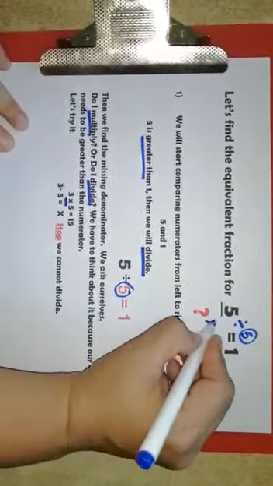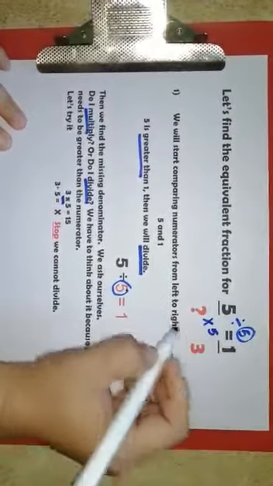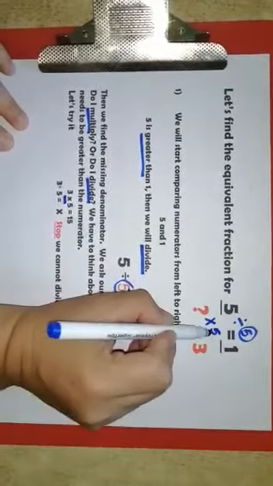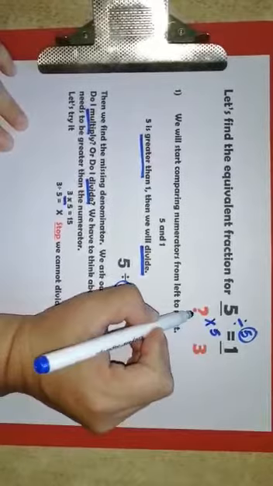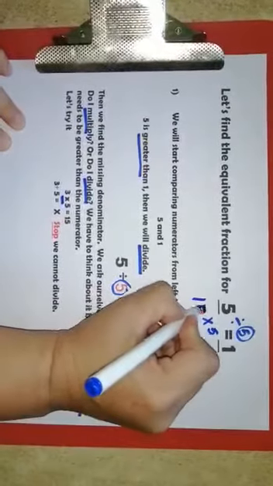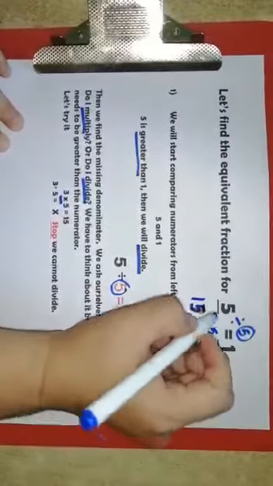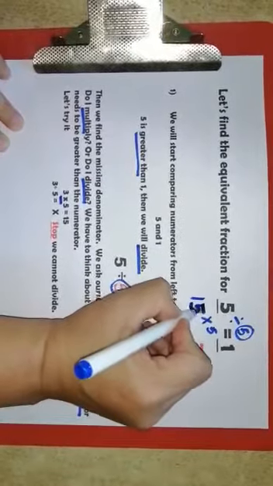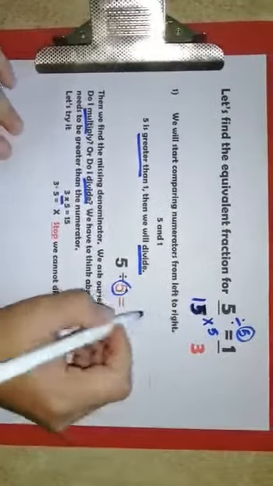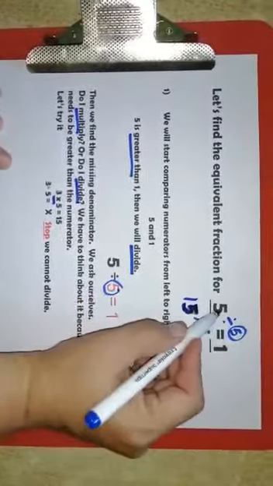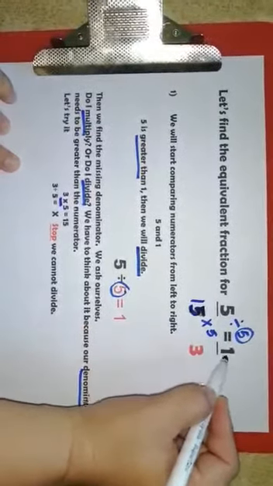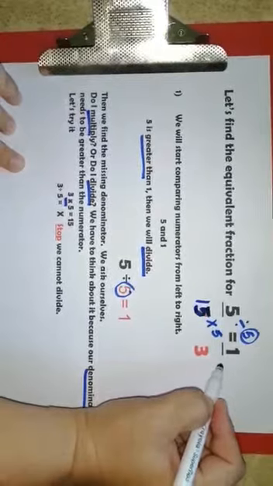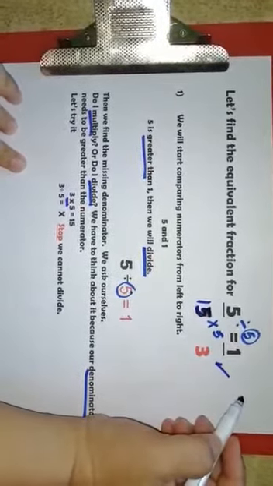So we are going to multiply 5, and 5 times 3 is 15, or 3 times 5 is 15. We found our missing denominator. 5/15 is the same as 1/3. 1/3 is the equivalent fraction.